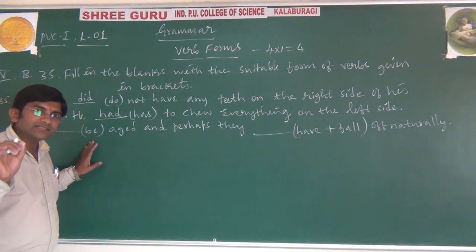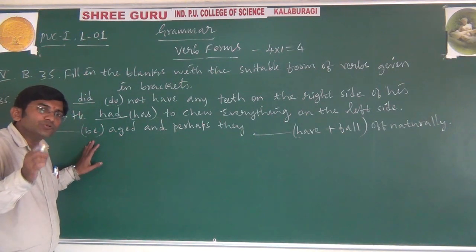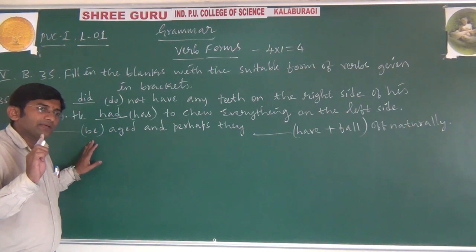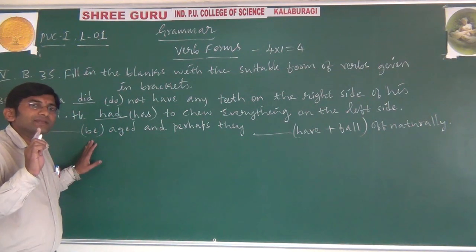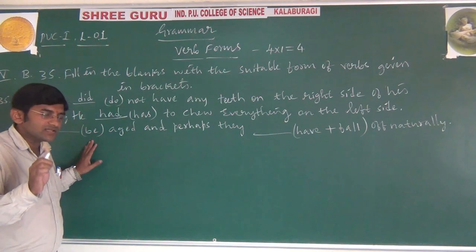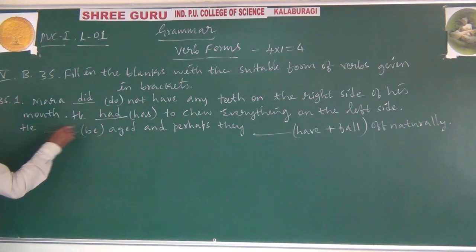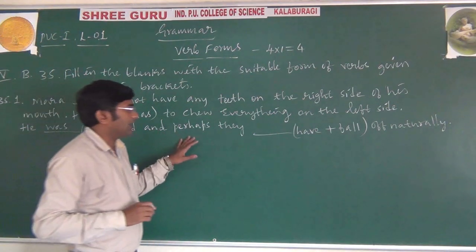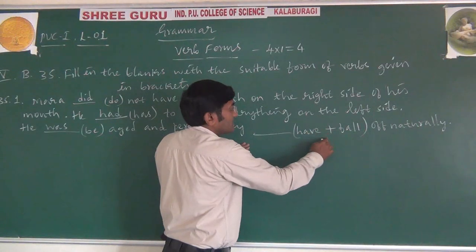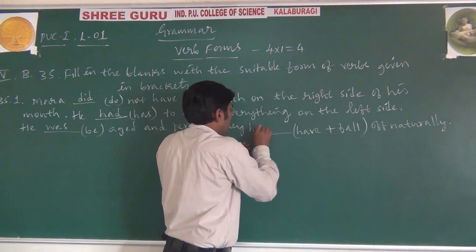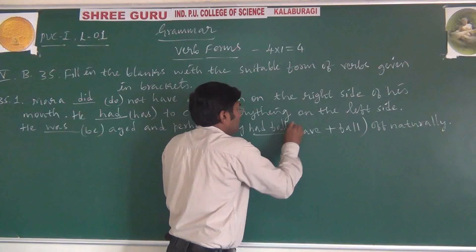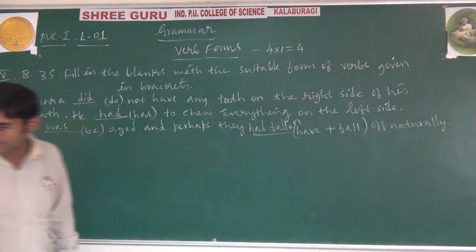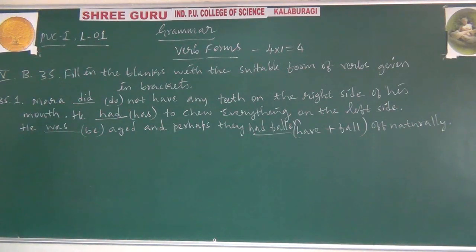Next, this is B. Whenever B is given in brackets, you need to change it into the progressive participle, I mean helping verbs of the present continuous tense or past continuous tense. Here, he was aged, and perhaps they, present perfect into past perfect, they had fallen off naturally. Yes. Next. Hope you are following.